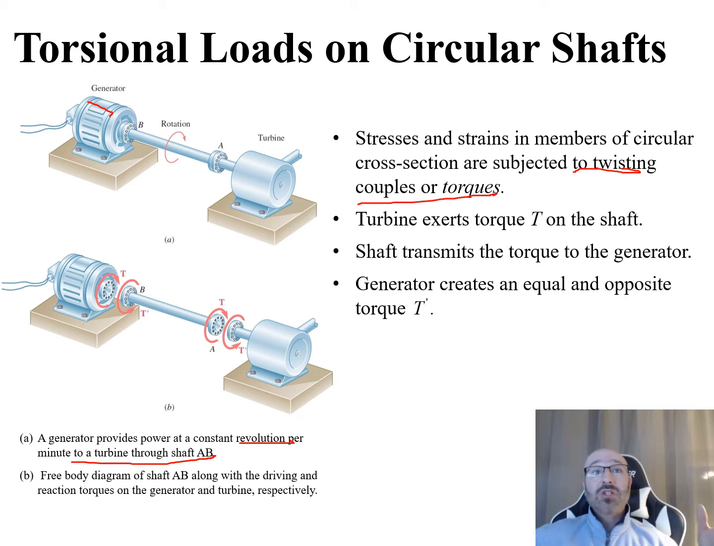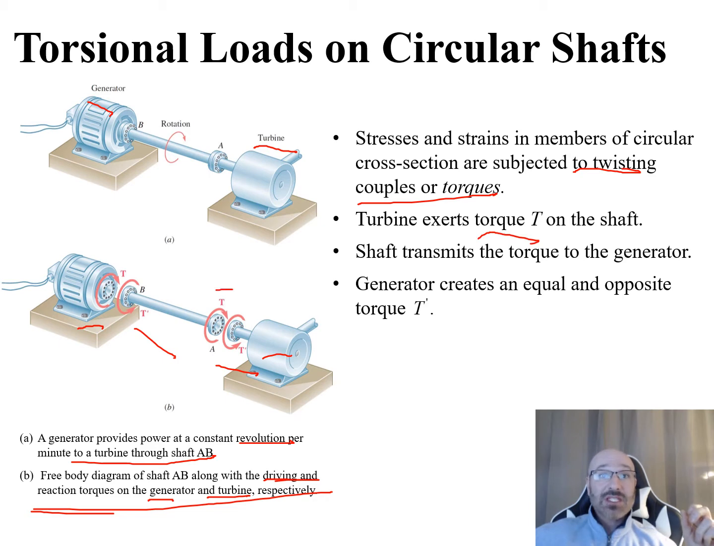So the way we need to think about it is actually starting back here at the turbine. When we break it down, we create a free body diagram. So that's what B is, a free body diagram of shaft AB along with the driving and reactionary torques of the generator and the turbine respectively. So we have the free body diagram of the shaft, and then we have our reactionary torques or reactionary forces from our previous problems there for both the generator and the turbine as well. So the way we think about this is here, the turbine, if we come down here, is going to exert a torque T on the shaft. So that's what we see right here. Here's the T on the shaft exerted by the turbine there. Now the shaft is then going to transmit that torque to the generator.